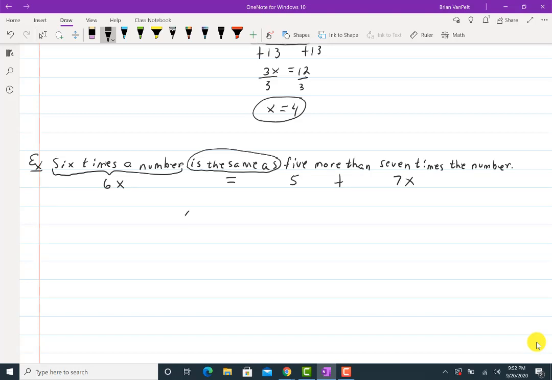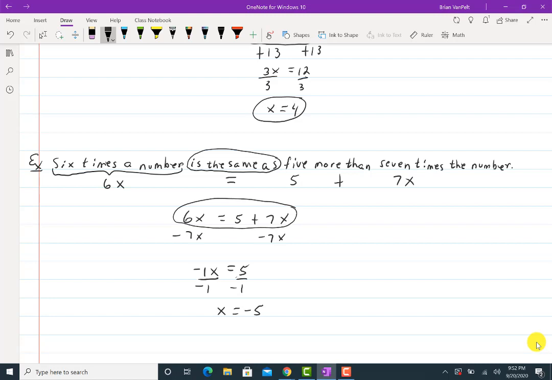So let me go ahead and write the equation again so I could work it. Now on these, the best idea is to try to get the letters to one side first. So I'm going to subtract 7x from each side of the equation. That leaves a 5 on the right-hand side, but on the left I have negative 1x, or just negative x. I will divide by negative 1 on both sides and get x equals negative 5. So there's my equation, and there's my solution.